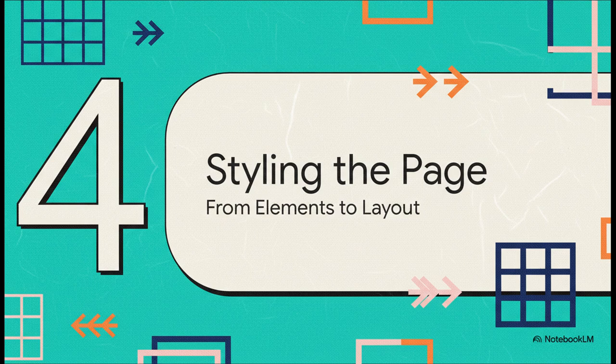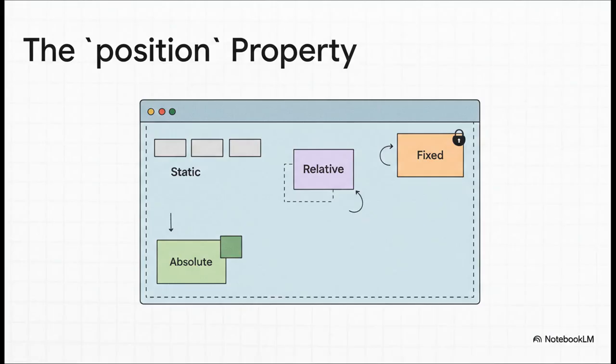So we can style little boxes. But how do we go from that to arranging the entire layout of a page? Let's check it out. This is where things get really fun. The position property is basically a superpower. See, by default, elements just kind of stack up one after another, but this property lets you completely break out of that normal flow. You can nudge an element a little bit, or you can even fix it to the screen so it doesn't scroll away. It gives you so much control.